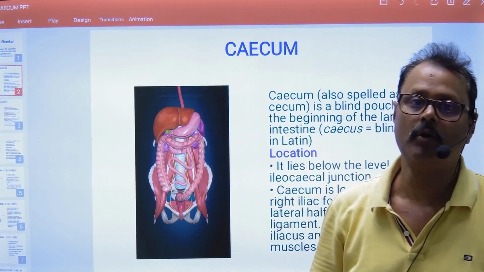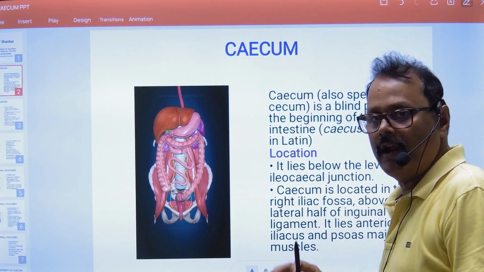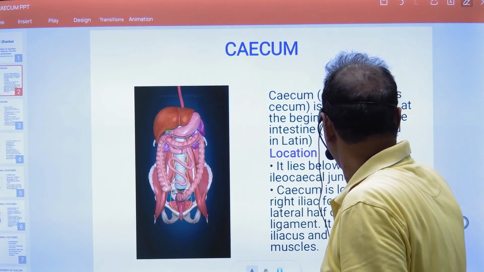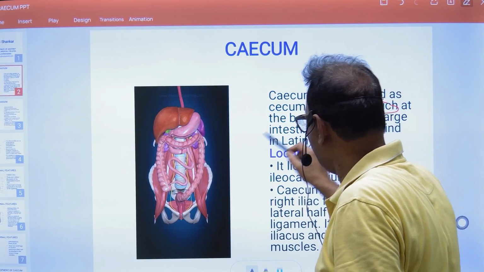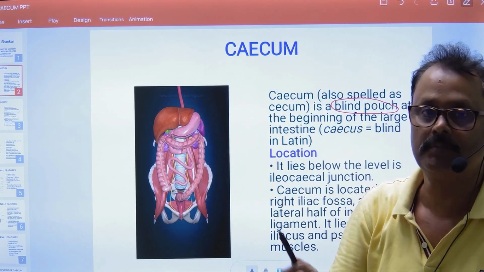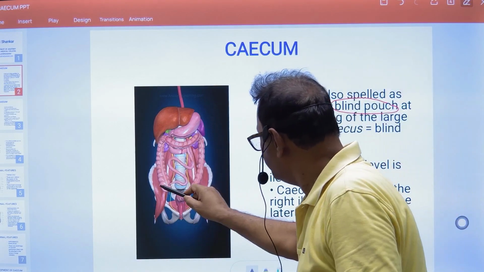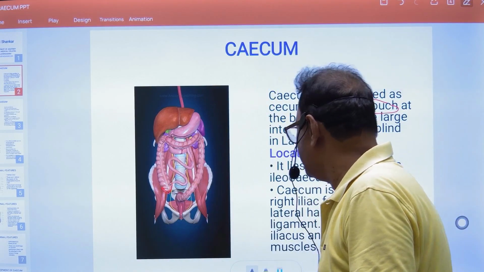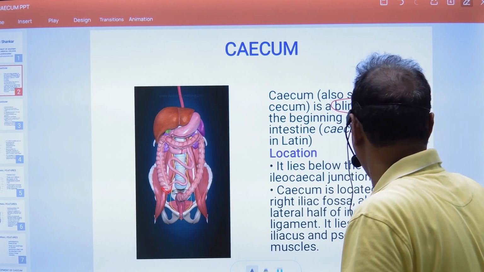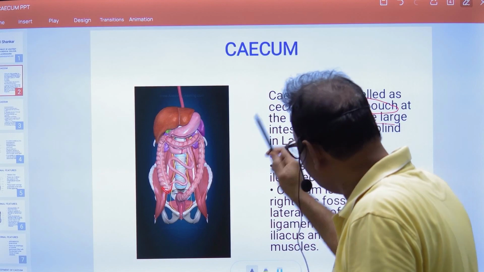So today we will talk about the cecum. The cecum is the beginning of the large intestine. It is a blind pouch. This is the cecum, and this is the blind pouch. It is blind from below, not all around. So it is blind on its inferior aspect, or the lower end, and it is at the beginning of the large intestine.